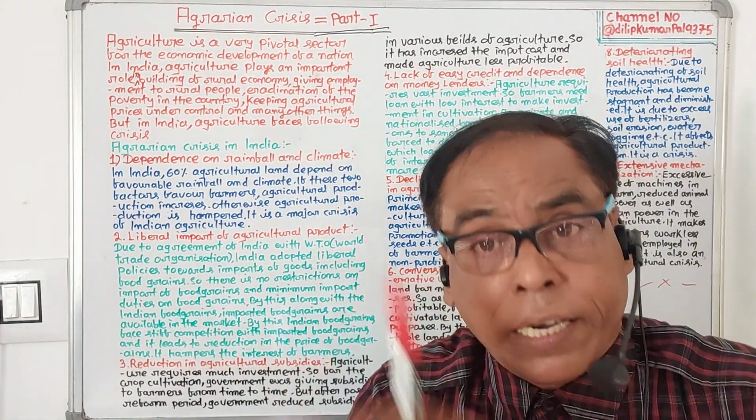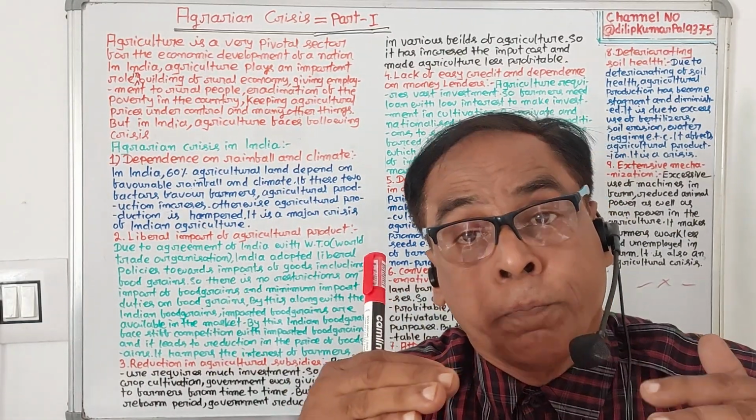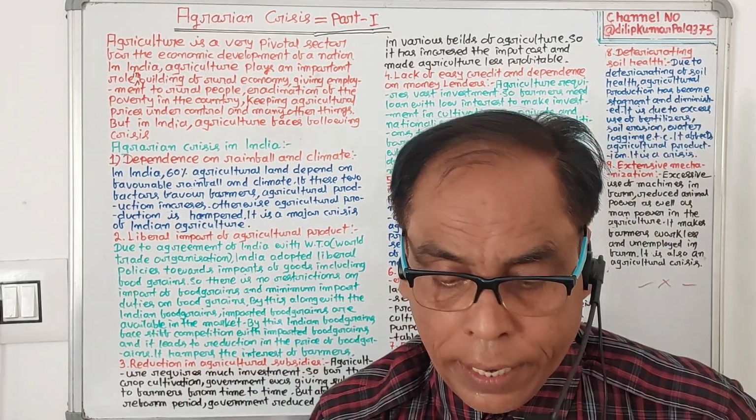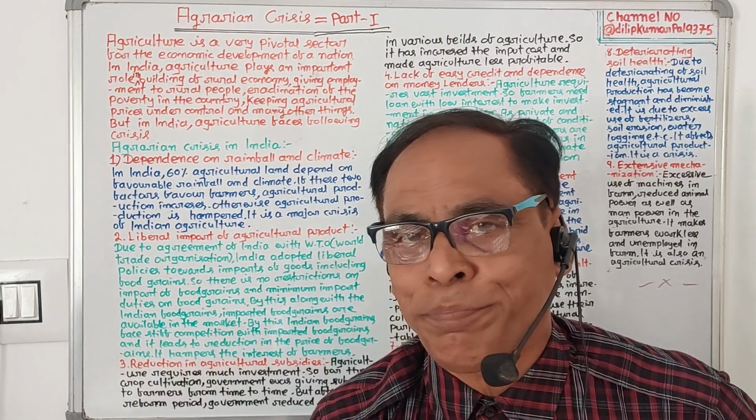And this agrarian crisis is found in +3 5th semester DSE-2 paper. And the name of the paper is Development Process and Social Movements in Contemporary India.